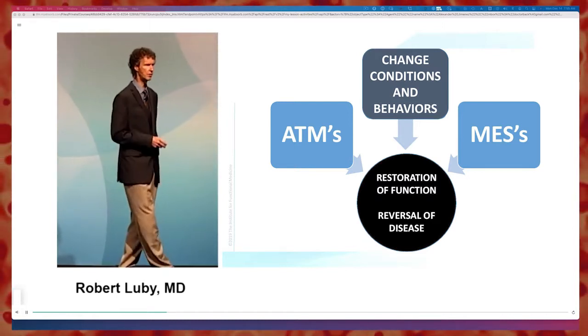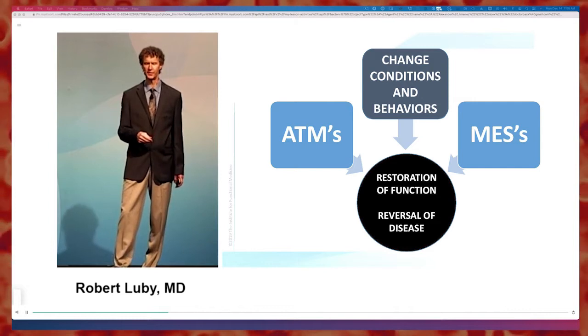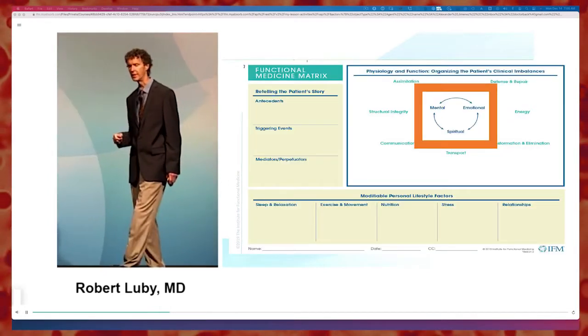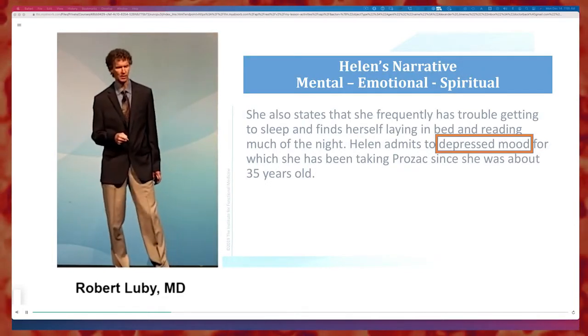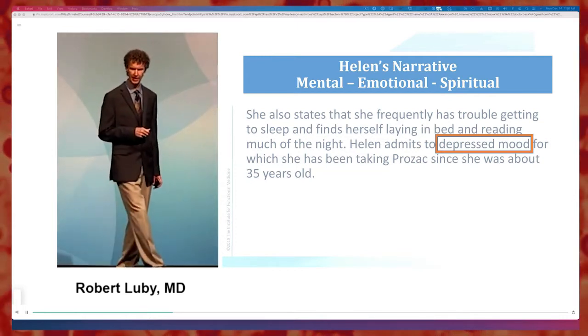Behavior informs function. We talked yesterday about how environment determines function. The patient's behavior is part of their current environment. And mental, emotional, spiritual factors change physiology as well. With Helen, it's her depressed mood. You can help her change that.